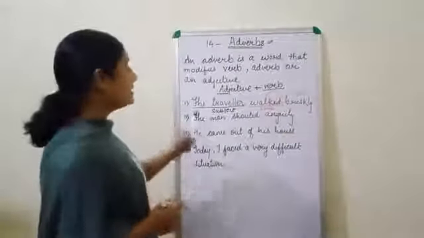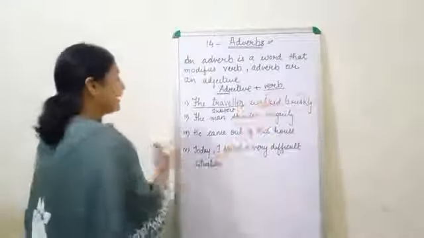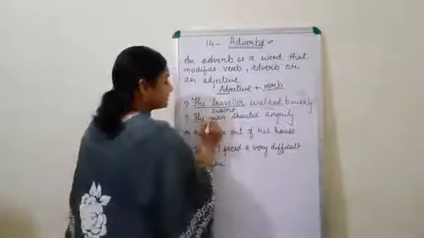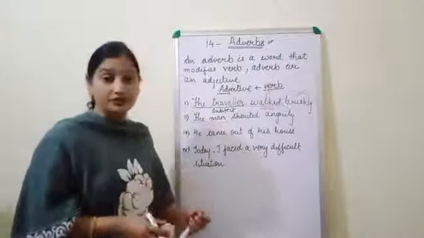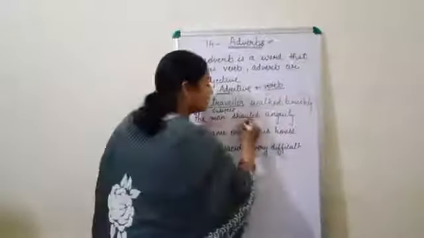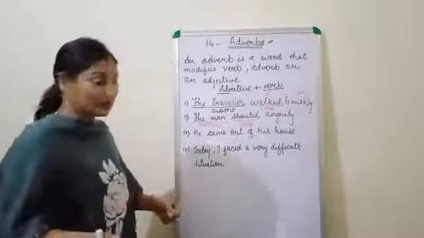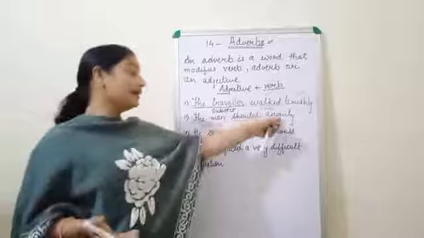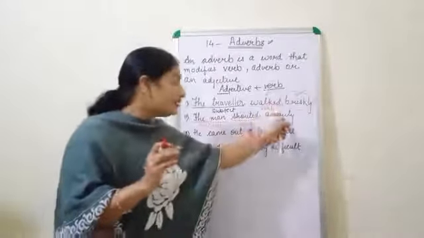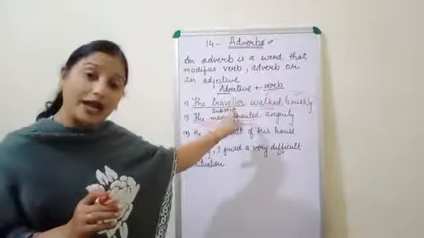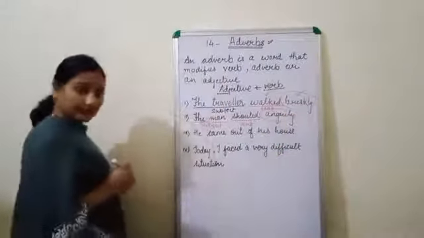In the same way, the man shouted angrily. Once again, see the parts. This is the subject. Shouted, shout, it is showing some action. So this is your verb. And now how was the man shouting? We will get the answer: angrily. The man shouted angrily. So this is a word which tells you something about the verb, the action, and hence this is your adverb. Understood?